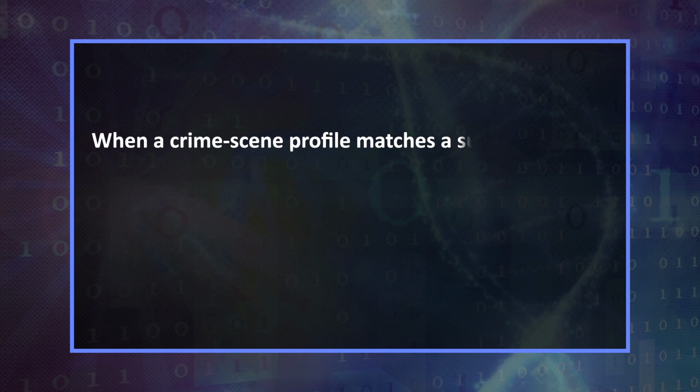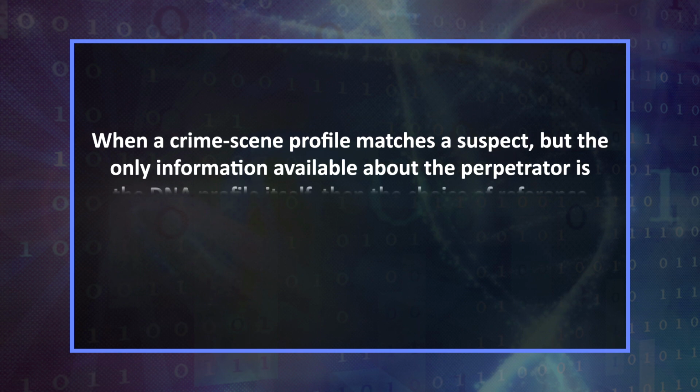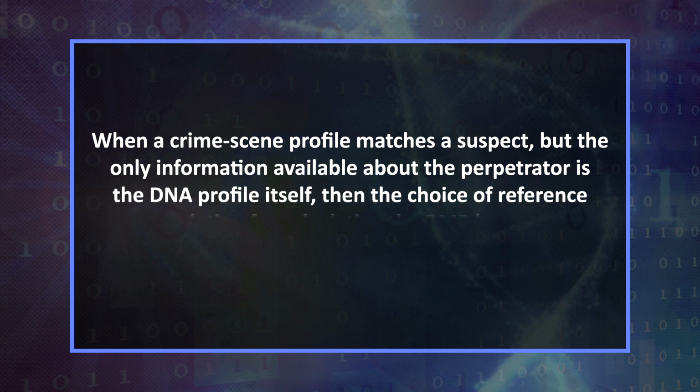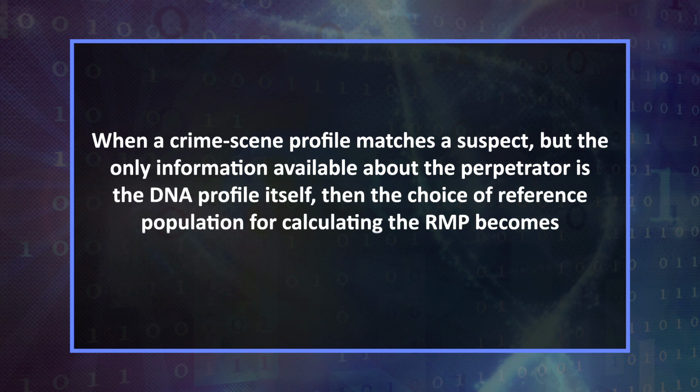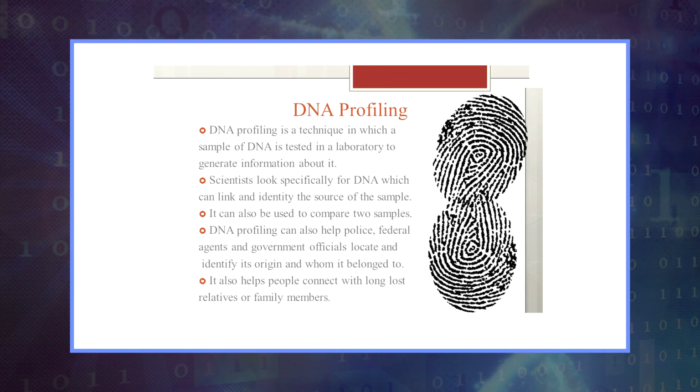When a crime scene profile matches a suspect, but the only information available about the perpetrator is the DNA profile itself, then the choice of reference population for calculating the RMP becomes particularly important. If there were major differences in allele frequencies between different populations, then a DNA profile might be very rare in one population, strongly incriminating the suspect, but orders of magnitude more common in another.